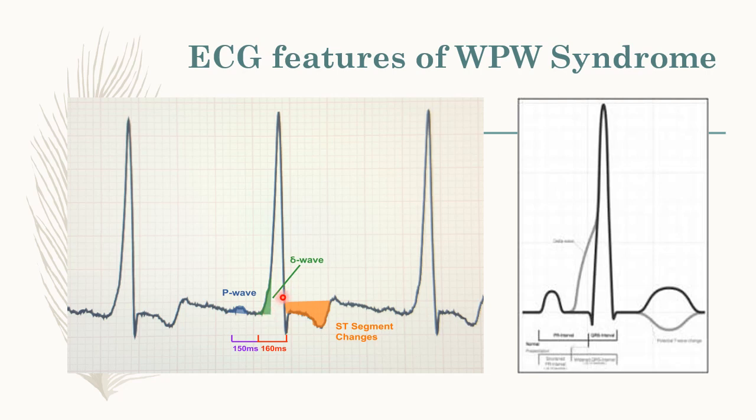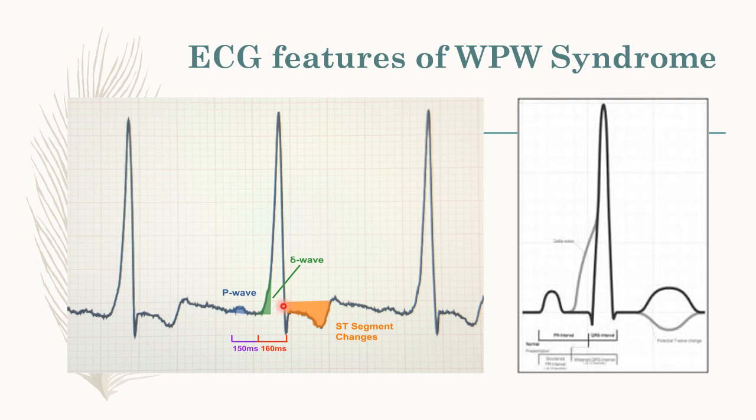Number 3, wide QRS complex. The QRS complex is wide since it is the sum of ventricular pre-excitation and normal ventricular activation. It therefore exceeds 0.12 seconds in width.